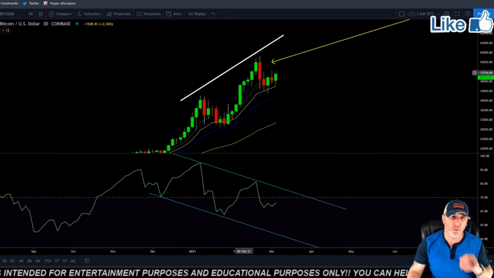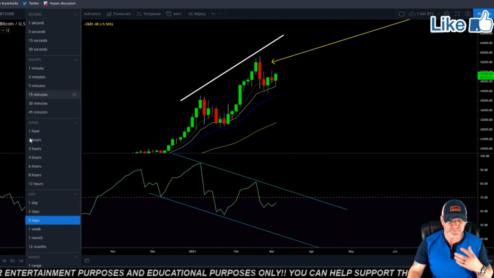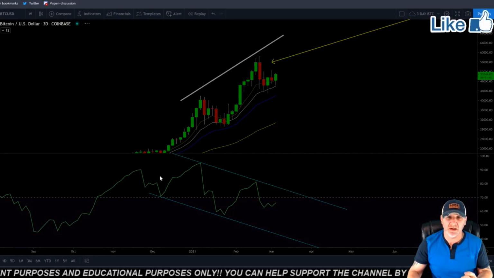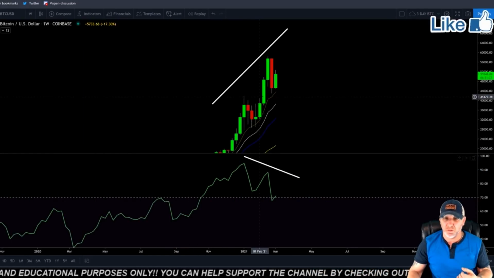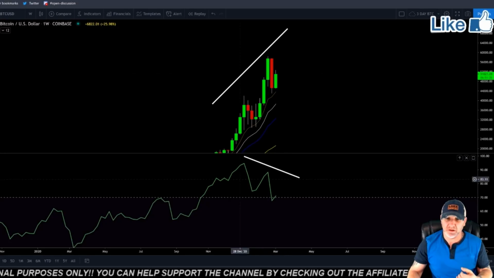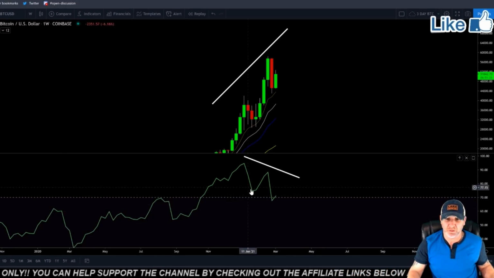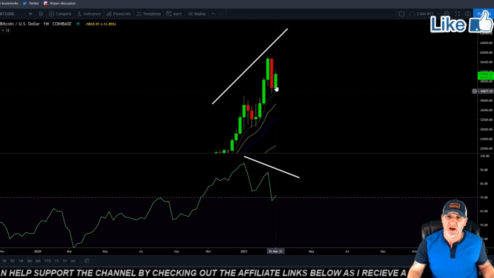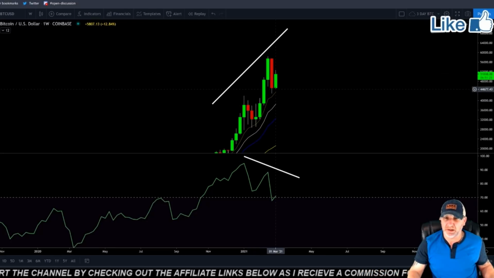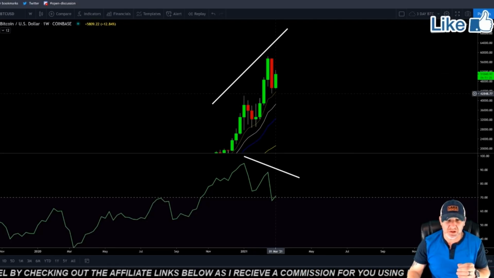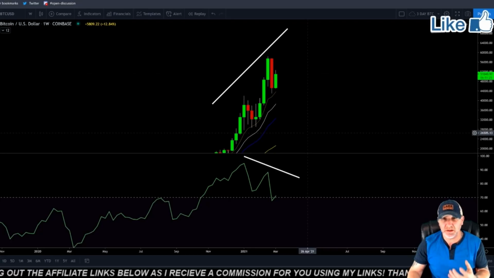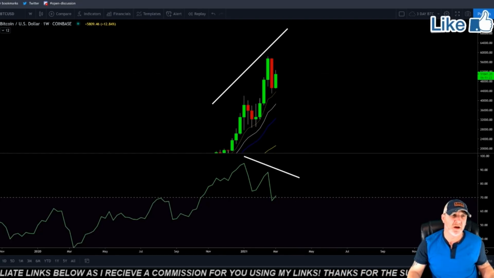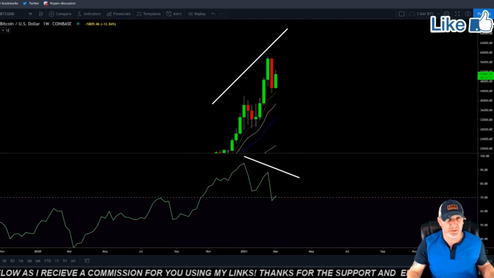Now, there's one bullish sign if we look at the weekly, but obviously the weekly takes a long time to play out. We had the bearish divergence here, and then if we look at the lows here, we had lower lows in the RSI, higher lows in the price action. That is bullish divergence. So if that plays out, we could be looking at our new all-time highs within the next few weeks, possibly sooner.